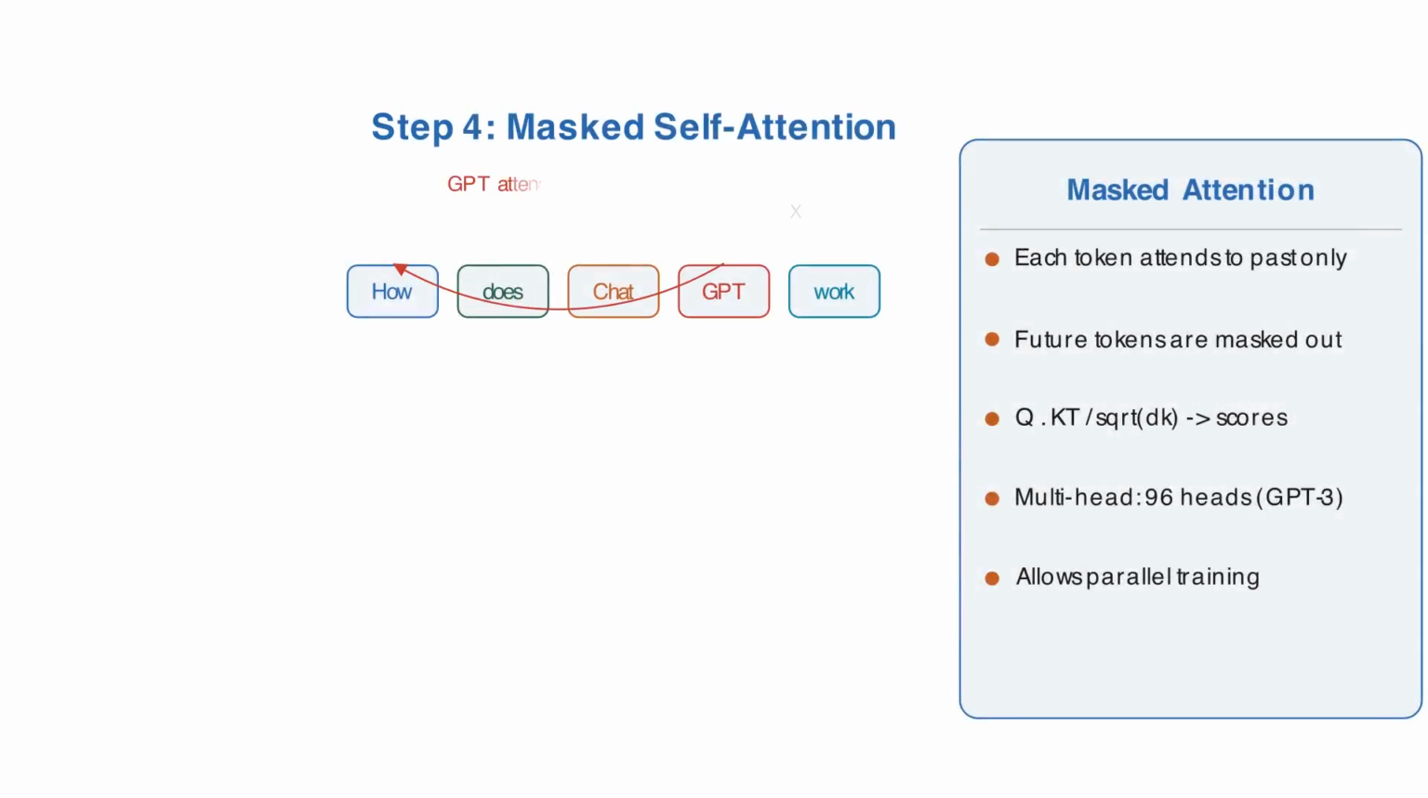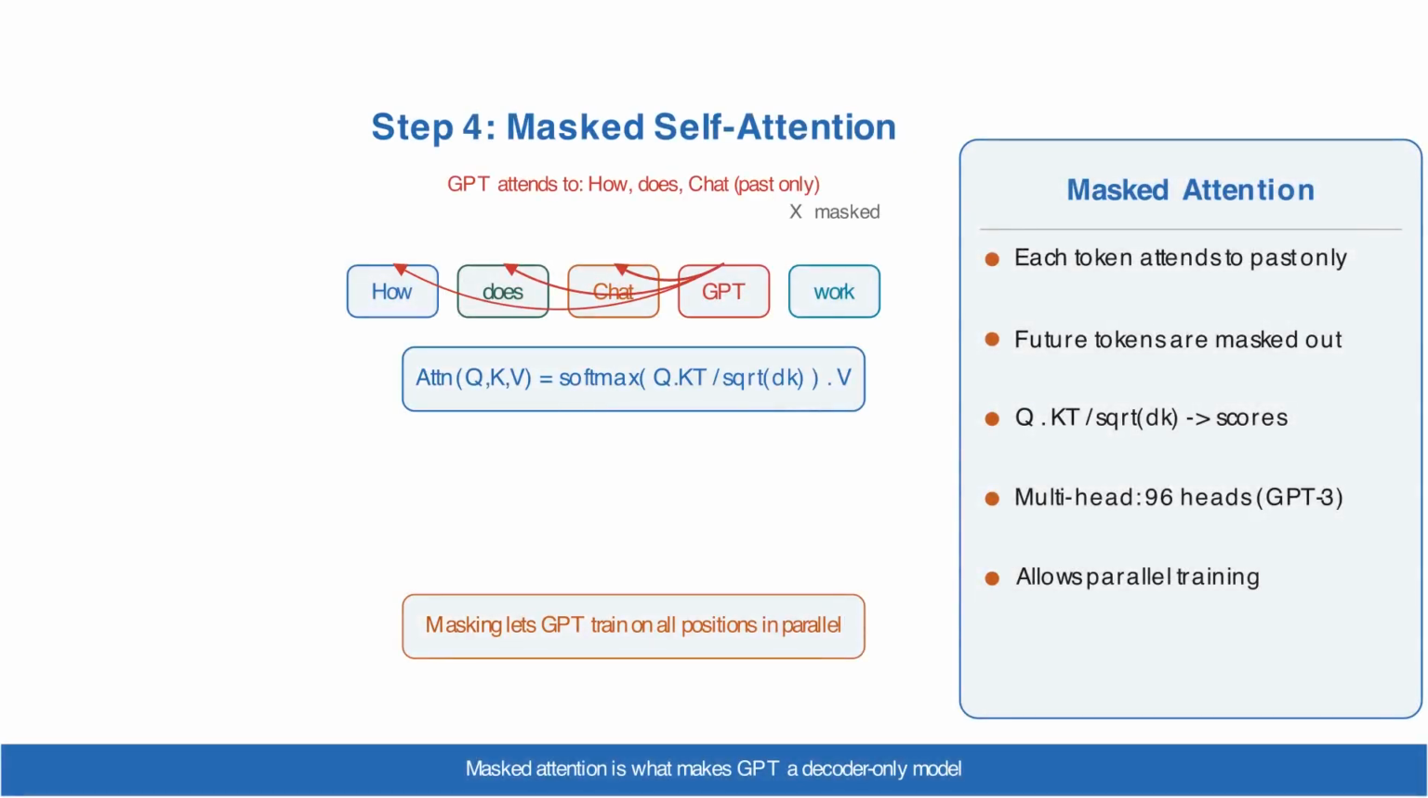Inside each transformer layer, masked self-attention lets every token look at all previous tokens to build context. The word GPT in our sentence attends to how, does, and chat, but not to work, which comes after it. This masking is what allows the entire training sequence to be processed in parallel, making GPT training feasible at scale.